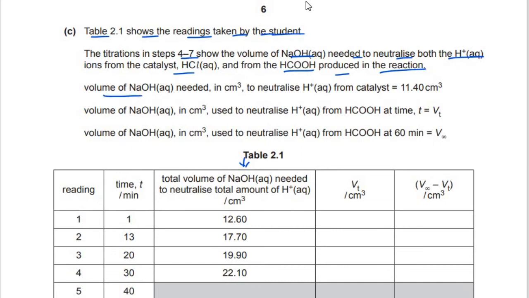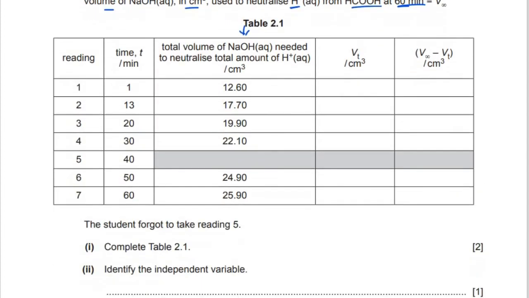Now the volume of NaOH needed in cm³ to neutralize H⁺ from the catalyst is 11.40 cm³. In the next row, it's written: volume of NaOH in cm³ used to neutralize hydrogen ions from methanoic acid at time t is Vt. And the volume of NaOH in cm³ used to neutralize hydrogen ions from methanoic acid at 60 minutes is given by V alpha. So here the table is given fully. Now the student forgot to take reading 5. Complete Table 2.1. Now Table 2.1 is Vt.